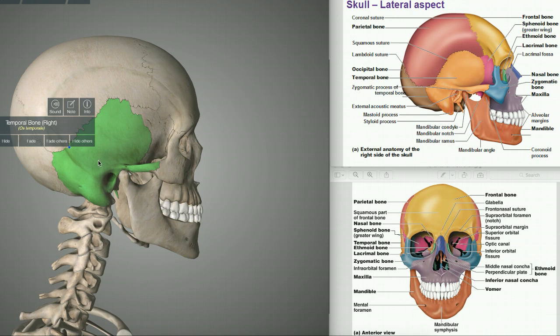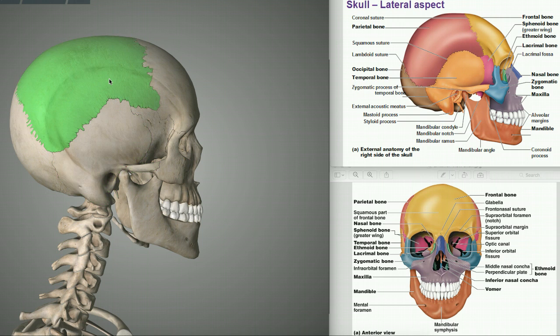This main bone here is known as the temporal bone, and it's found just above your ear. And you have your mastoid process, which is the bump. If you feel just behind your ear, you feel a bump, and that's this bit here, known as the mastoid process. Now this bit is part of the parietal bone, and the back here is known as the occipital bone.